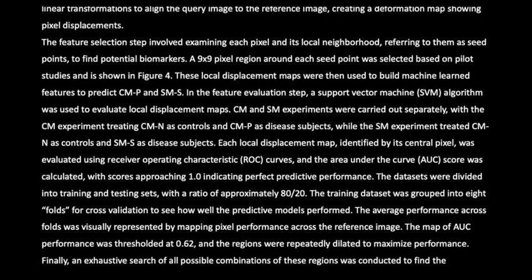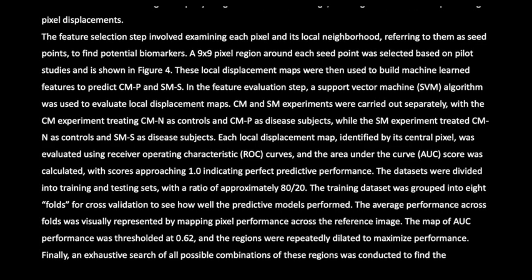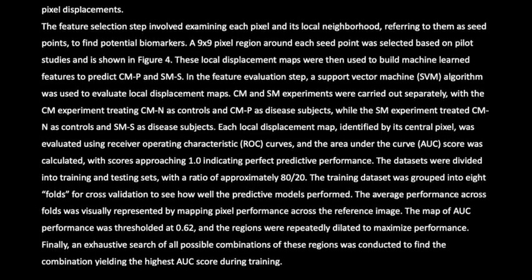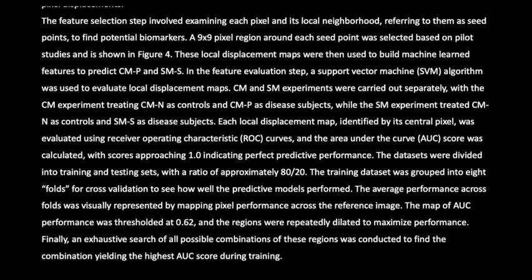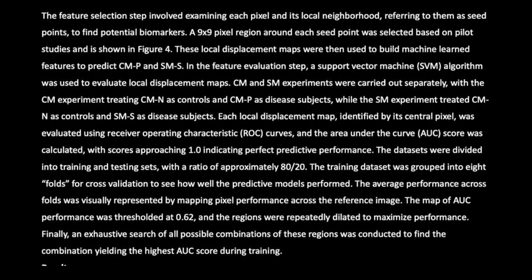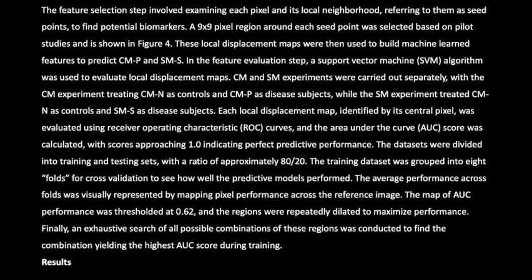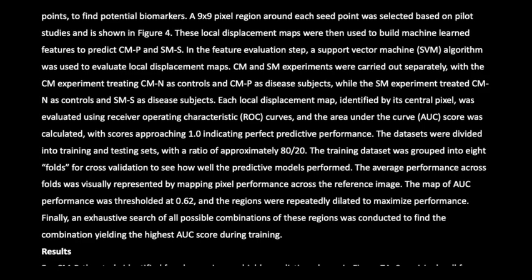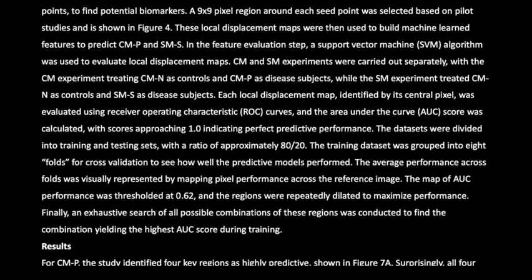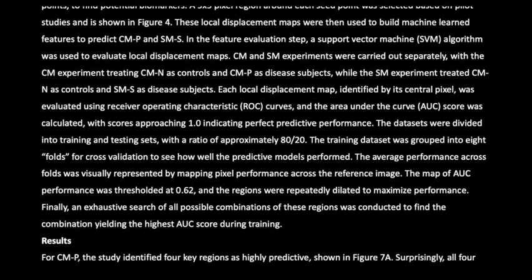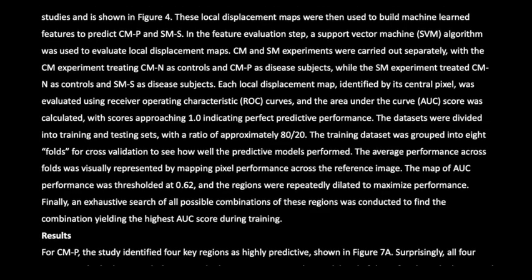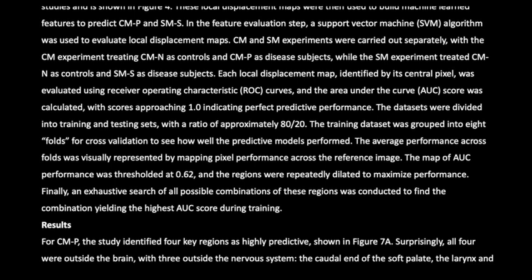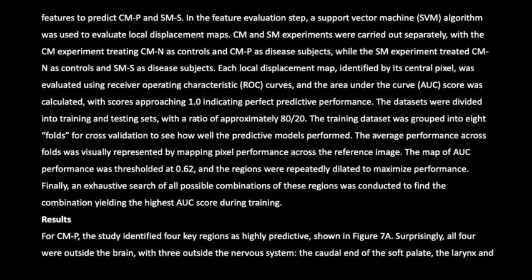Each local displacement map, identified by its central pixel, was evaluated using receiver operating characteristic (ROC) curves, and the area under the curve (AUC) score was calculated, with scores approaching 1.0 indicating perfect predictive performance. The datasets were divided into training and testing sets, with a ratio of approximately 80/20. The training dataset was grouped into 8 folds for cross-validation to see how well the predictive models performed.